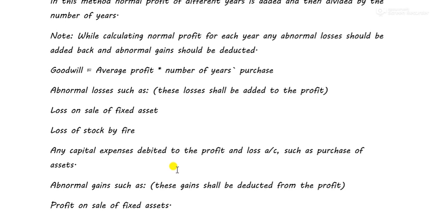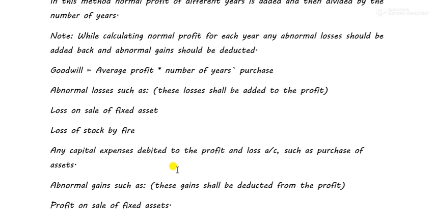But do I sell assets every year? Do I sell machinery every year? No, this is only a one-time expense. This is called capital expenditure, a one-time expenditure. So the loss incurred by the sale of a fixed asset is also categorized as an abnormal loss, and it should be added back to the profit so that we can get a correct profit.